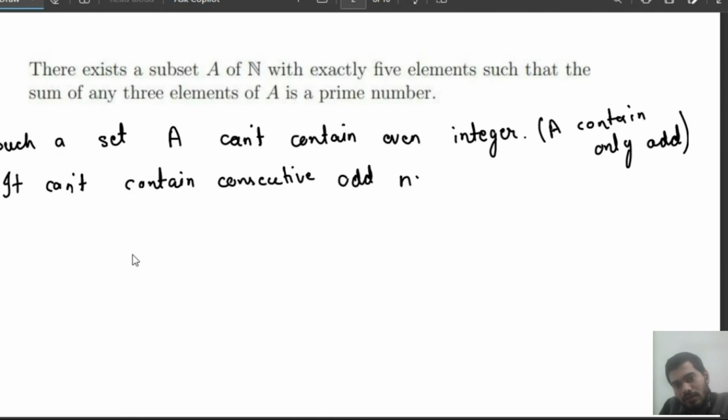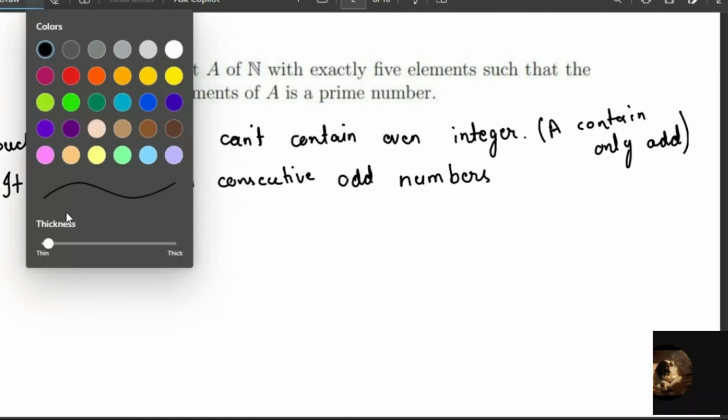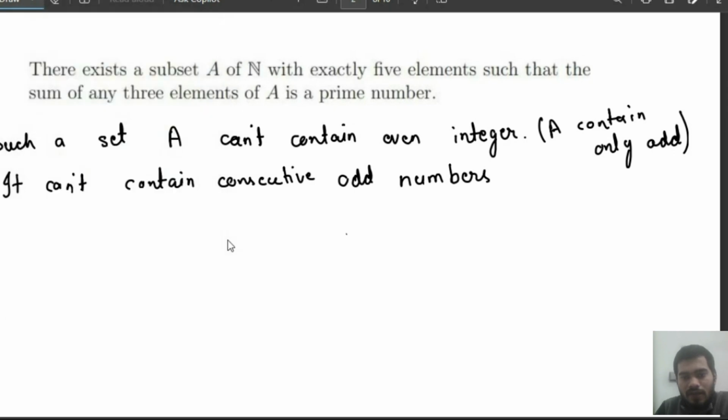Odd numbers. Why? Consecutive odds when added will give you even.